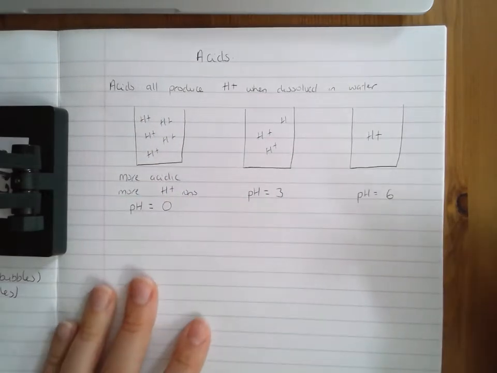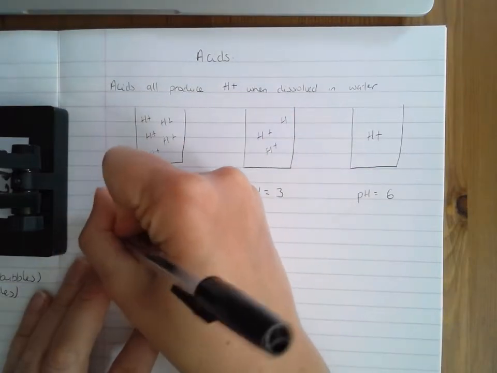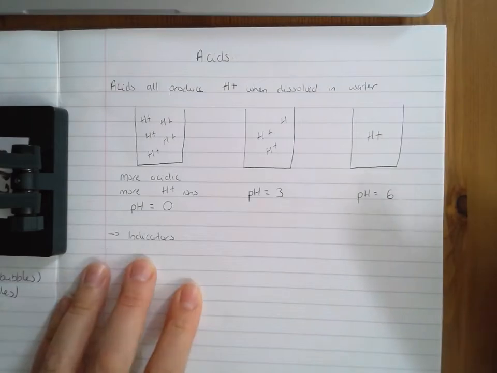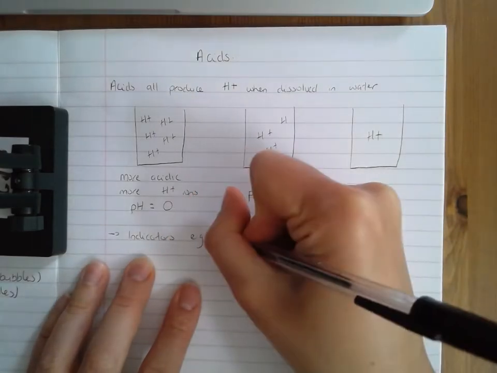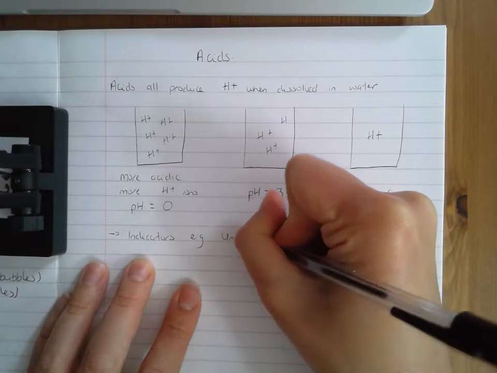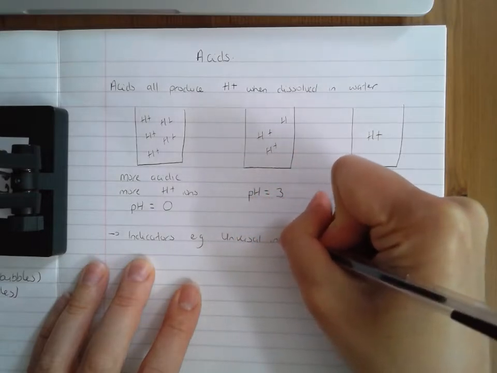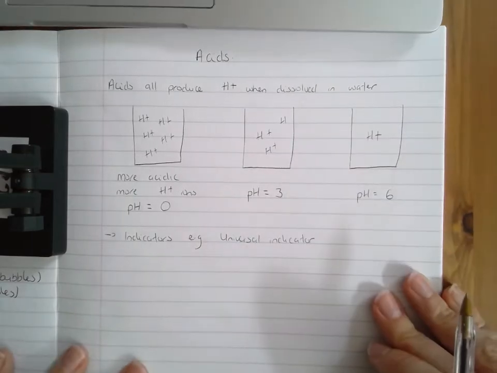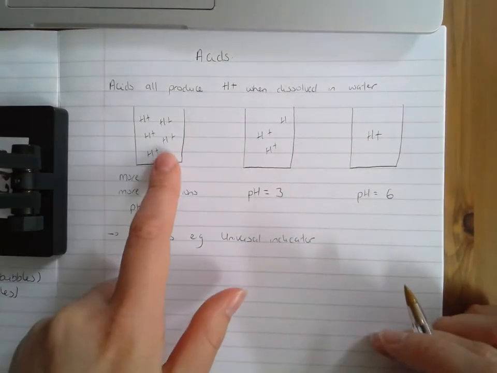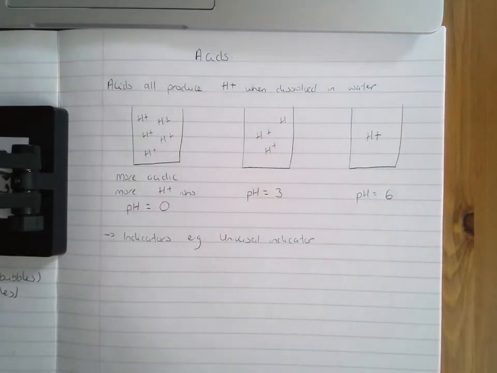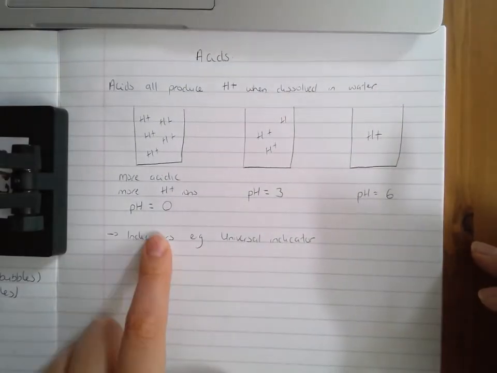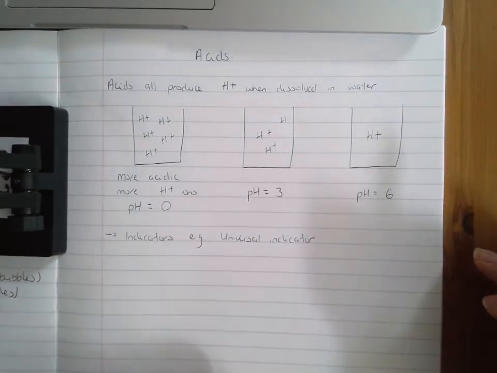If you wanted to measure the pH, there are 2 things you can do. You can use indicators, and indicators are just substances that change color. For example, universal indicator is a different color in an acid than it is in something neutral and than it is in an alkali. Universal indicator will be red in an acid. If you put it into something neutral like water, it will be green. If you put it into an alkali, it will be blue or purple. So indicators just change color depending on the pH of the solution.